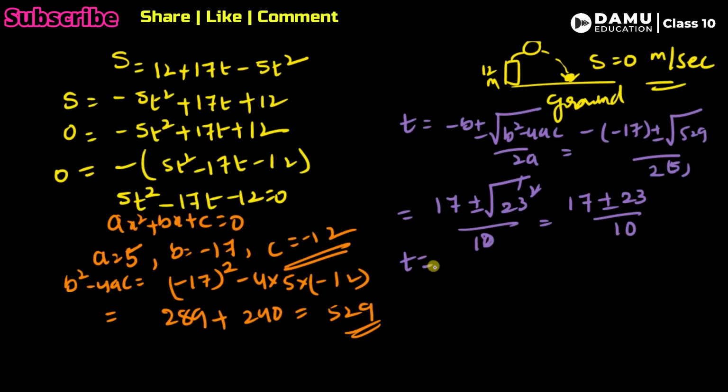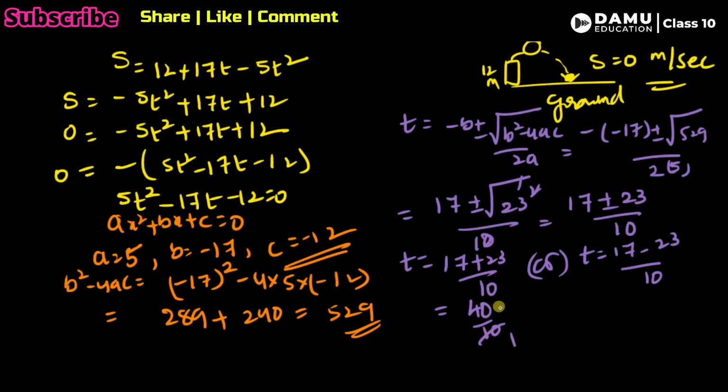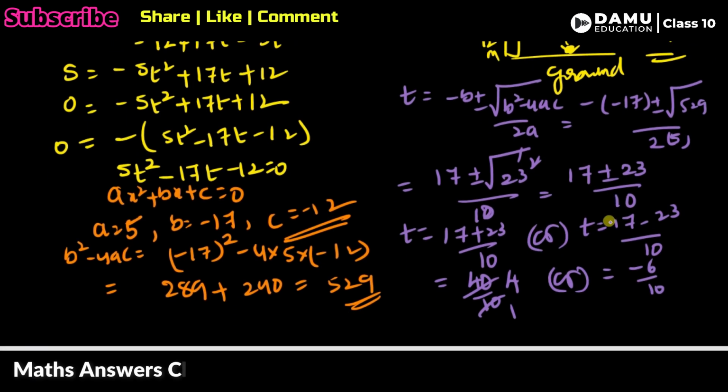So first t will be equal to 17 plus 23 by 10, or we will get t will be equal to 17 minus 23 by 10. So what is the value of this? So 17 plus 23, what value will we get? 17 plus 23, that is 40 by 10, 10 fours are 40, so 4. Or this one will become minus 6, so minus 6 by 10. So that is 2 3s are, then 2 5s are, so minus 3 by 5.